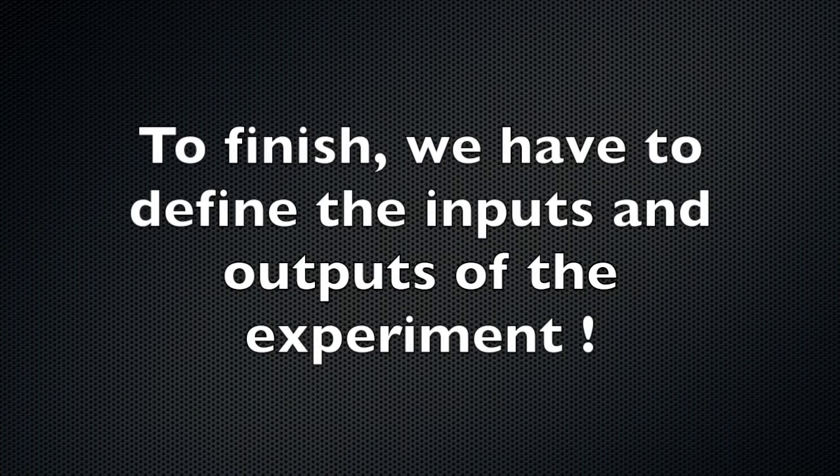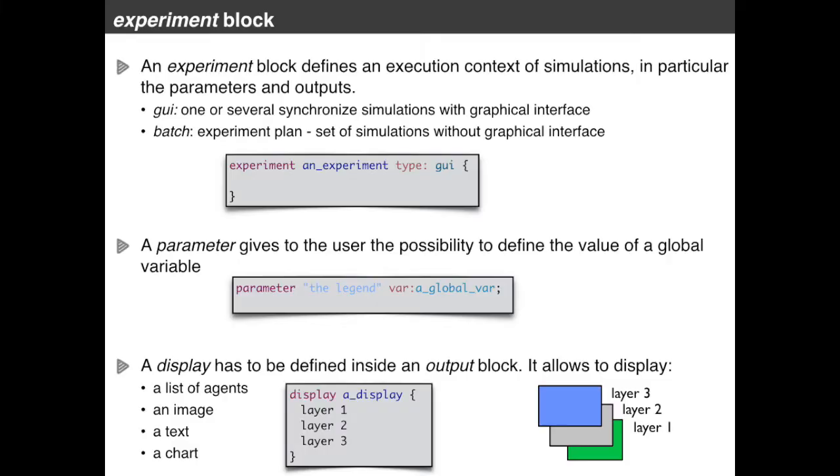Now, to finish, we have to define the inputs and outputs of the experiment. An experiment block defines how a model can be simulated. There are two types of experiments: GUI experiments that allows to run a simulation with its graphical interface, and the batch experiments that allow to set up a series of simulations.